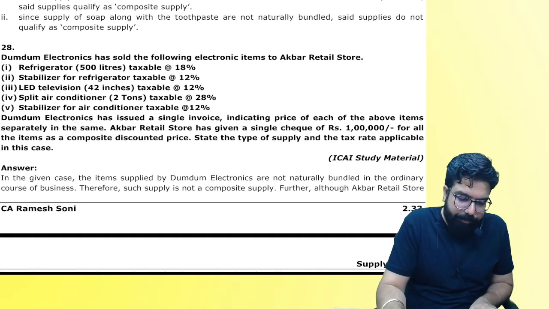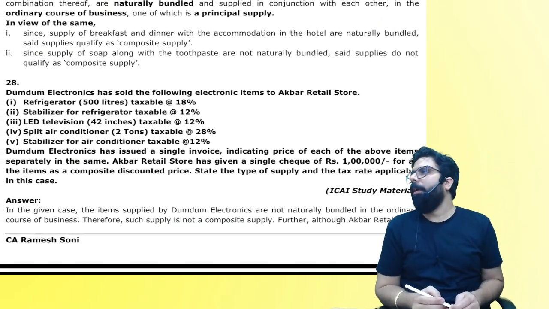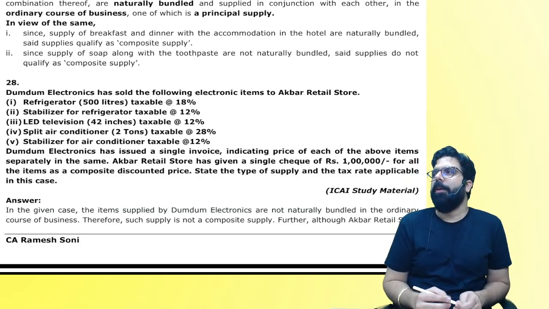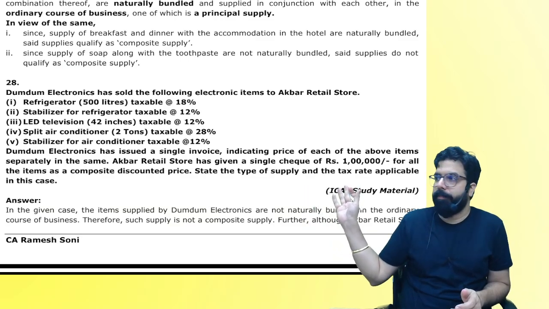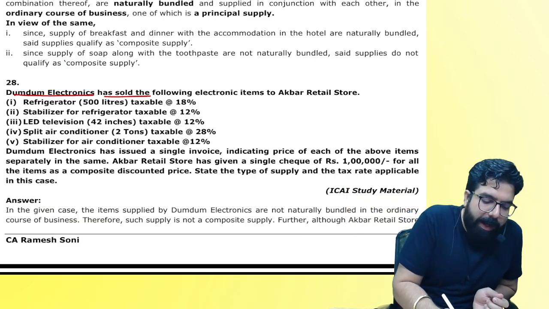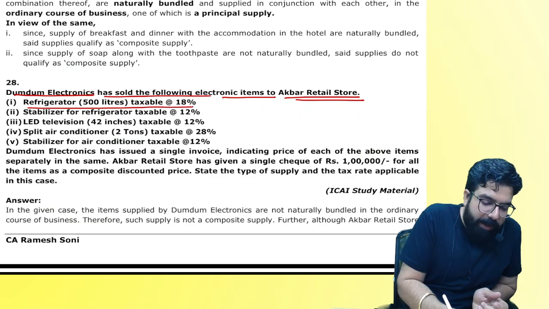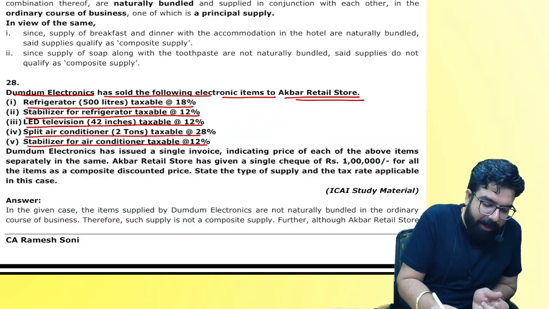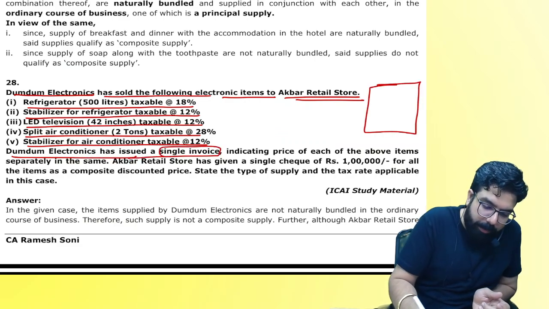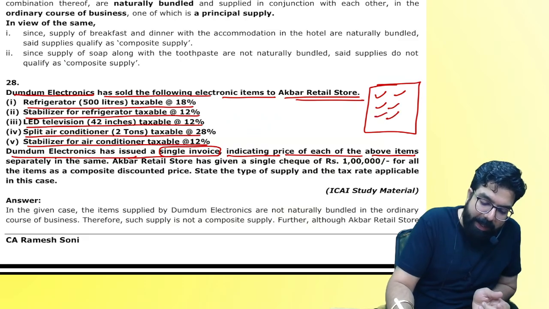Can we go ahead, everyone? People on the board. Dum Dum Electronic has sold the following electronics to Akbar Retail Store: refrigerator, stabilizer, television, split AC, stabilizer. Dum Dum has issued a single invoice indicating the price of each of the above items. So every item has a separate price given.